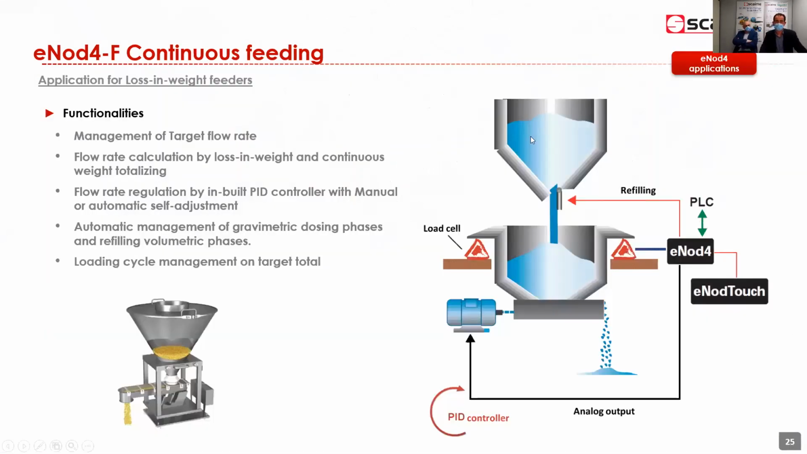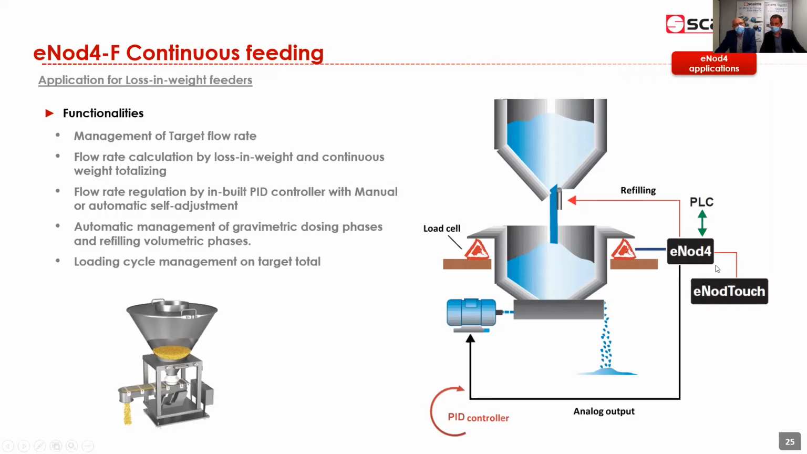So here we have at first a description of the process, how it works. You have a first hopper, which is designed to refill a second hopper, which is weighted, connected to load cells. And in this hopper, connected to a screw feeder, we will control continuously the loss in weight that will help to determine the flow rate of material.